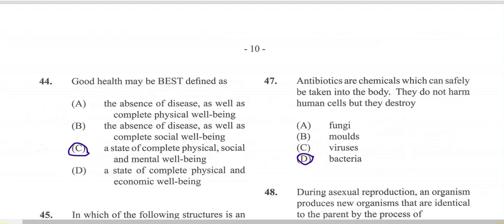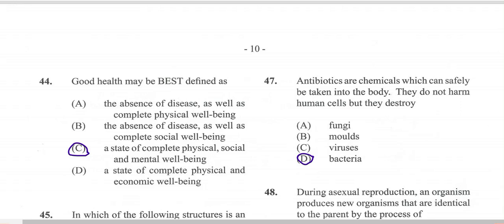44. Good health may be best defined as the absence of disease as well as complete physical well-being. No. The absence of disease as well as complete social well-being. No. A state of complete physical and economical well-being. No, those are not the best answers. Best is the operative word there. C is the answer for 44.